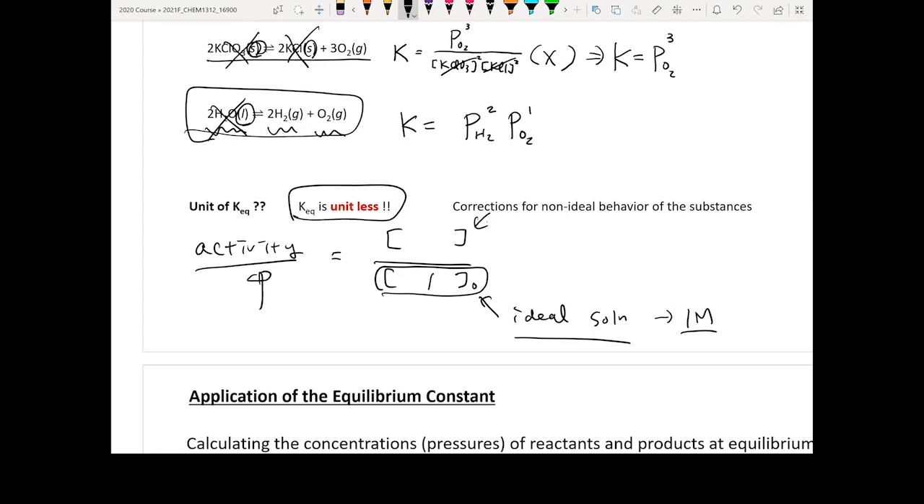When we do these things more seriously, we compare the concentration of your current situation to the standard condition. Even though the value is the same, the meaning is different. The unit has been cancelled out. So the equilibrium constant K is unitless. But the rate constant k, the lowercase k, has its own unit. And those units provide the information of reaction orders.